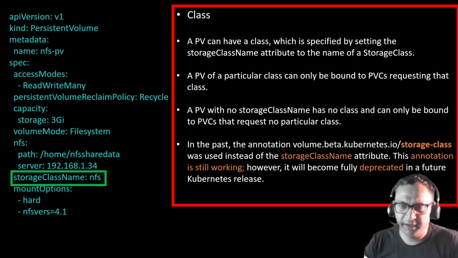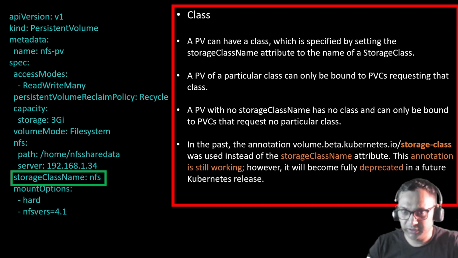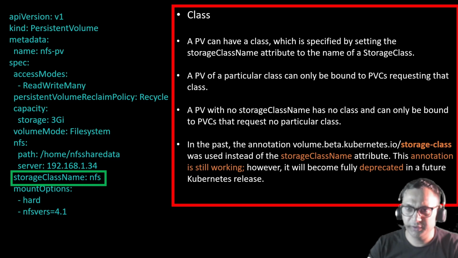In this example, this line simply says that the PV can be bound if we specify some storage class here. A PV with no storage class name has no class and can be bound to a PVC that requests no particular class. So by default, sometimes we create a default storage, and if you are not providing any storage class name, that PV will mount to the default storage class.